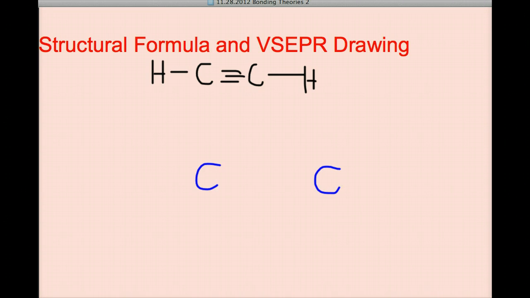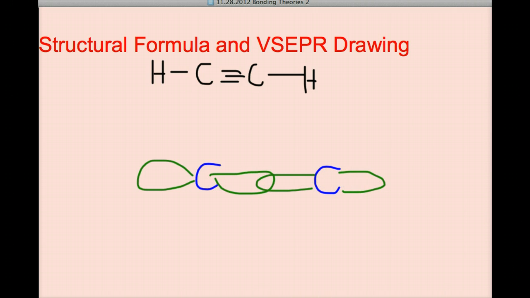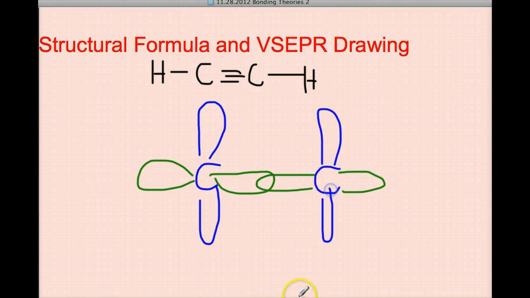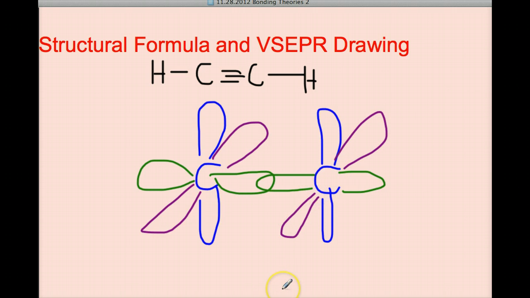What we've done is we've created that hybrid of an sp right here, and the other two that remained, let's do the py up here, and let's also do our pz in purple. Here's our pz. So now let's take a look at what kind of bonds we create.